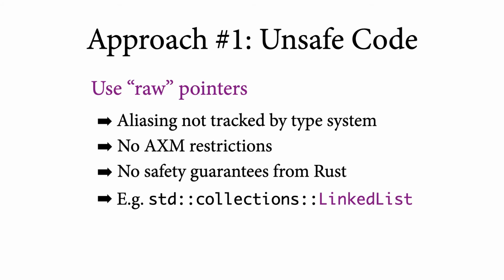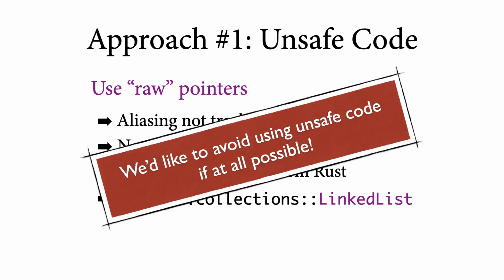The first approach is to use unsafe code. Rust provides a variety of unsafe features as a kind of escape hatch for programmers to use when the AXM discipline gets too restrictive. For example, you can use raw pointers, where the aliasing is not tracked by the type system. And this is, for example, what Rust's linked list library uses in its implementation of doubly linked lists. But once you use raw pointers, all bets are off. The language offers no safety guarantees for code that uses this feature, so obviously we want to avoid having to use unsafe features like raw pointers, if at all possible.